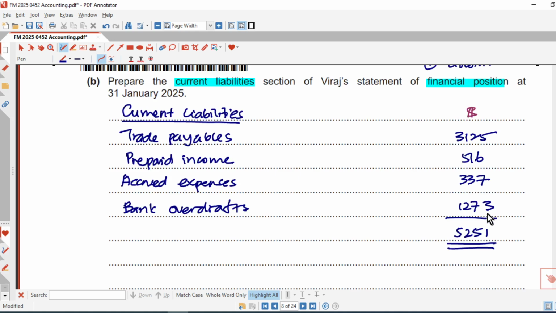Again, very easy, very straightforward, no tricks here. The most common mistake you would make would probably be putting the prepaid income as a current asset, right, to some people. Or some people might have included the original bank overdraft without adjusting for the bank charges. But other than that, it's fairly straightforward.